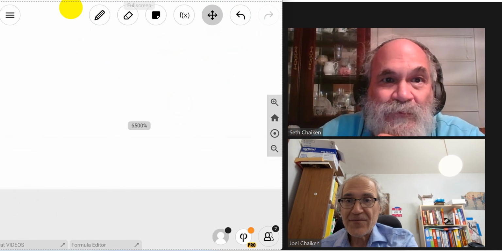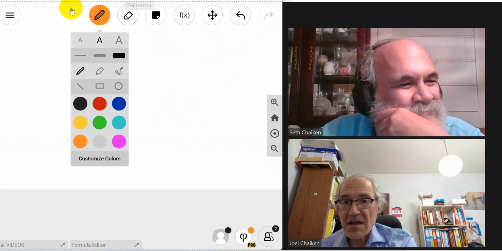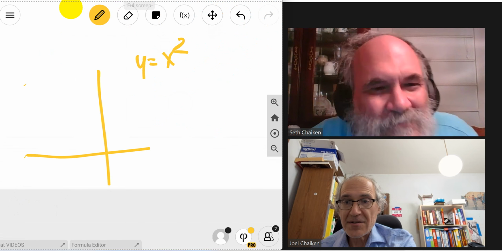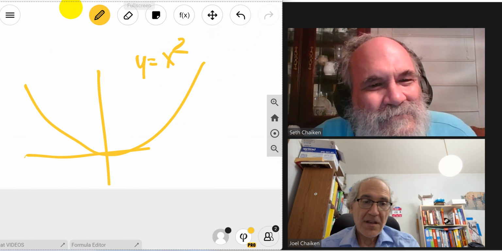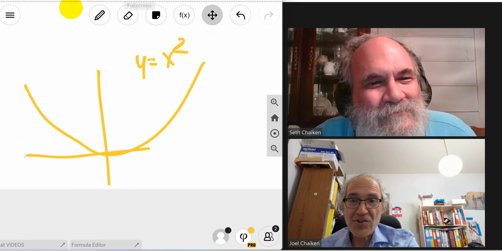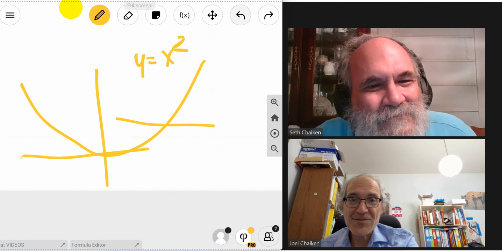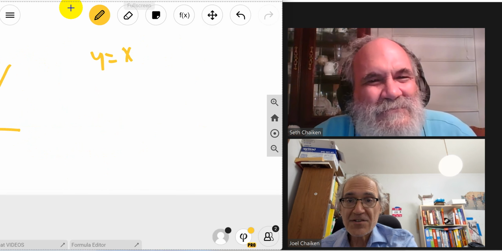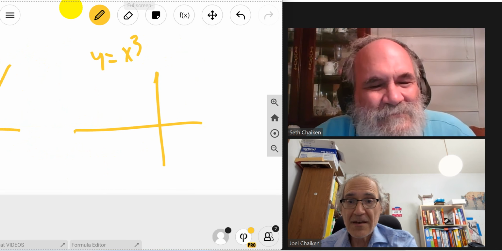The square function is y is equal to x squared. That one is a parabola. It goes like that. Seth already did the cube function, right? Seth knew the cube function. So you knew about parent functions without even knowing about parent functions. y is equal to x cubed goes like that.